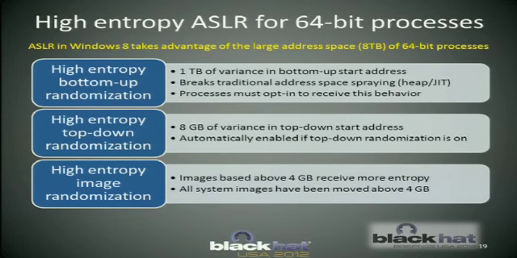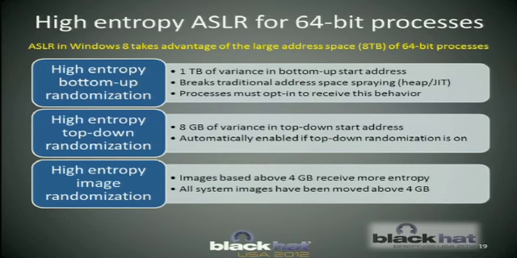Again, processes must explicitly turn this on, and the reason for that is compatibility. There are some applications that don't necessarily handle memory addresses being above 4 gigabytes, and they have pointer truncation issues and things like this. So this is something that an application has to specifically turn on to take advantage of. Like bottom-up randomization, we've also implemented a high entropy top-down randomization, and for this one we'll do 8 gigs of variance in where top-down allocations start. And this is something that's automatically enabled if the process is taking advantage of top-down randomization.